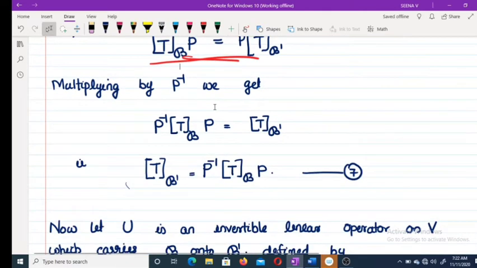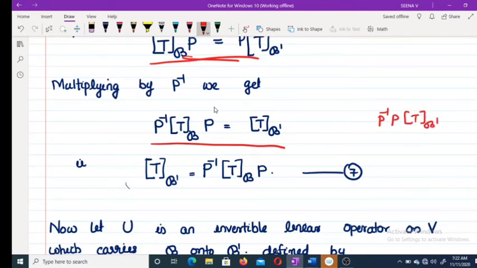Multiplying by P inverse, we get P inverse matrix of T related to B into P equal to, here again, P inverse P matrix of T related to B dash. So P inverse P is the identity matrix. Therefore, this is like this. Therefore, matrix of T related to B dash is equal to P inverse, matrix of T related to B, into P. Yeah, this is our equation 7. Clear?